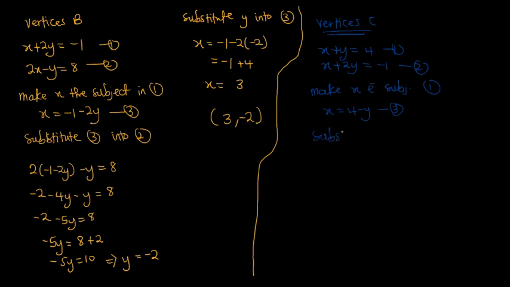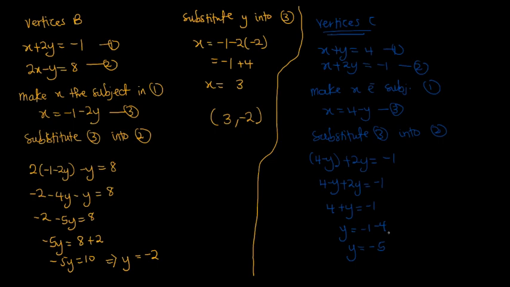If I substitute equation 3 into equation 2, x will now become 4 minus y plus 2y is equal to -1. That is using equation 2, where I substitute this equation 3 into it. So I now have 4 minus y plus 2y equals -1. This gives me 4 plus y equals -1. I send the +4 to the other side, it becomes -4. Then y is equal to -5 over here.